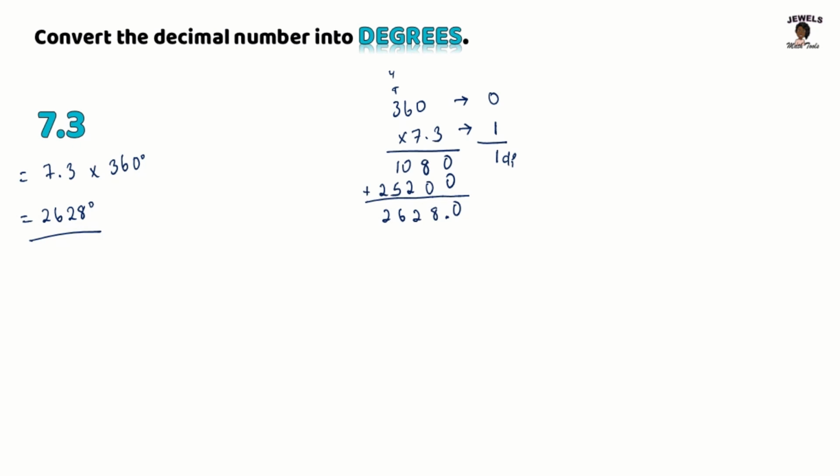So what I'm basically trying to remind you is that whenever you have a whole number involved, your degree conversion should be larger than 360 degrees. And the larger the whole number is, the larger the degrees is going to be.